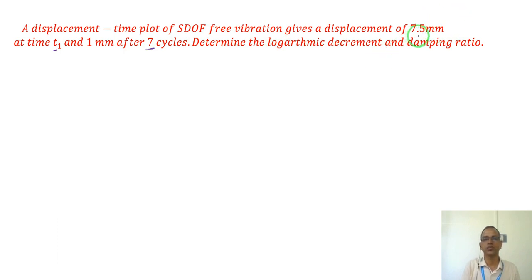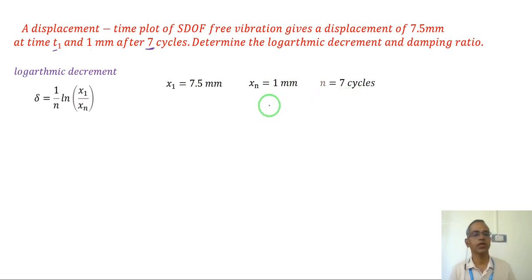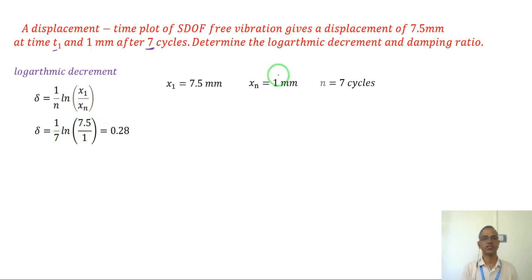So the first displacement is given as 7.5, so x1 is 7.5 millimeter. Then after n cycles it is 1 millimeter, so n becomes 7 cycles. As per the logarithmic decrement expression, delta equals 1 by n ln x1 by xn. Substituting 1 by 7 and going from 7.5 to 1, I get delta as 0.28. So this is the logarithmic decrement.